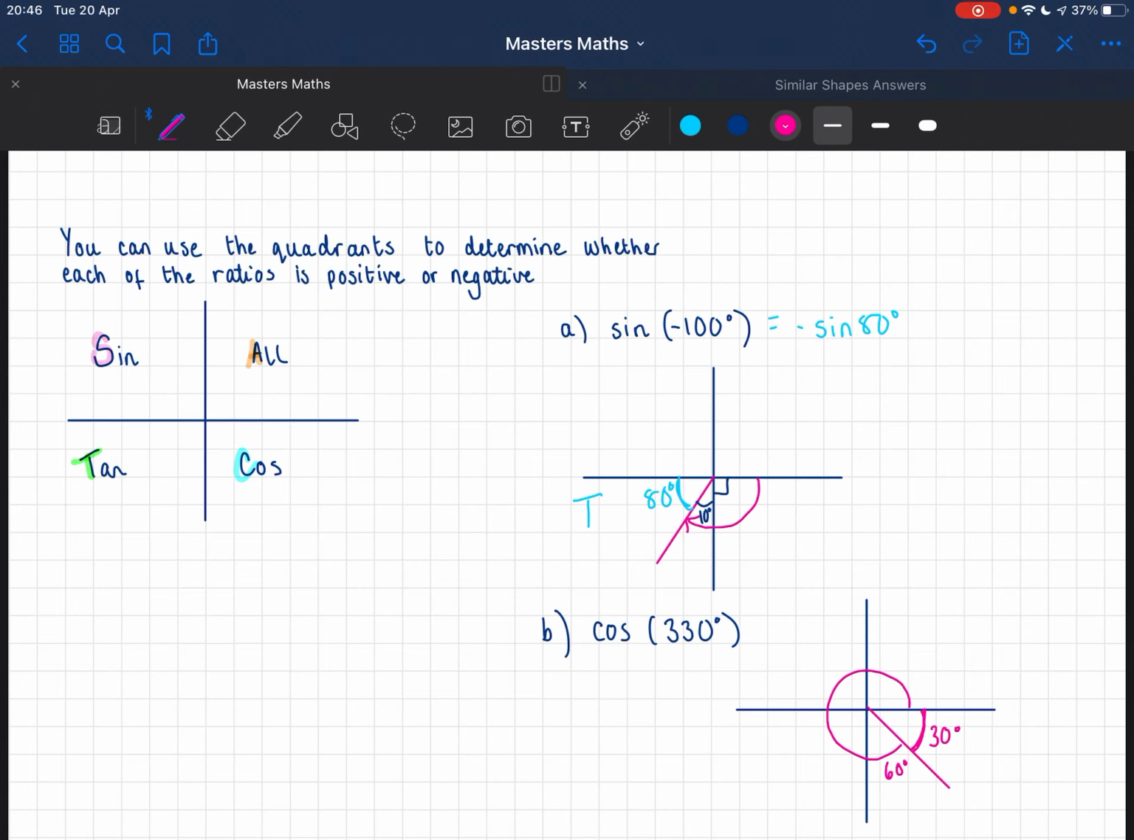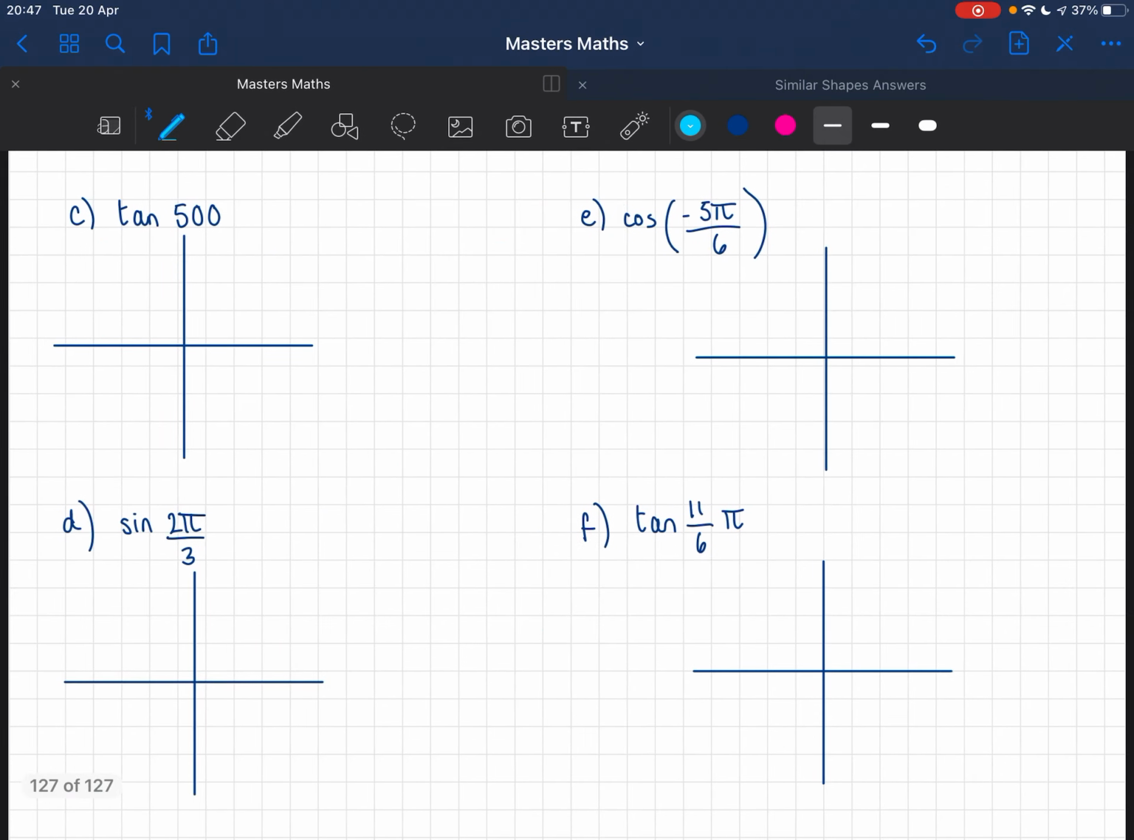So we're using that 30, using the CAST diagram, this is the C, so cos is positive. So cos 330 would have the same value as cos 30 degrees. Okay, so we're finding the acute angle that is measured between the x-axis and the line we've drawn, and we're just double checking the sign of the ratio using the CAST diagram. I hope that's making sense so far.